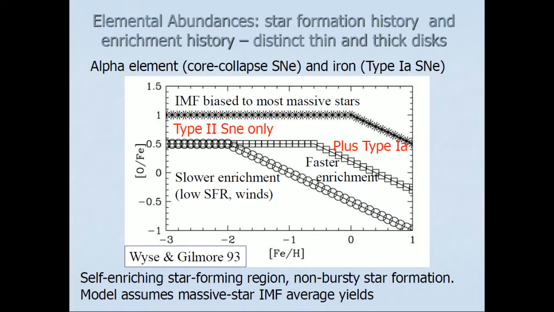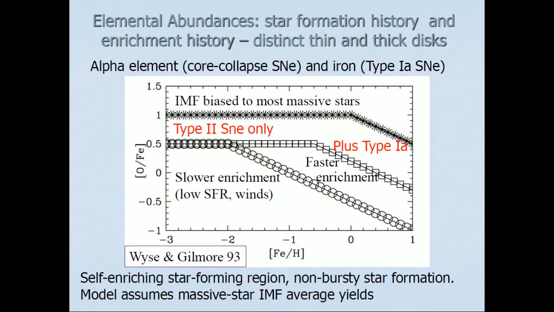So again, alpha elements are produced through core collapse supernovae, massive stars. Iron comes both from core collapse supernovae, but also type 1a supernovae on much longer timescales. So different elements are produced from progenitors of different mass on very different timescales. So at early times, when I have a star formation event, I have enrichment only from the massive stars through core collapse supernovae.